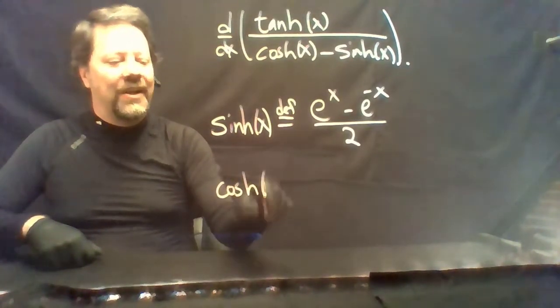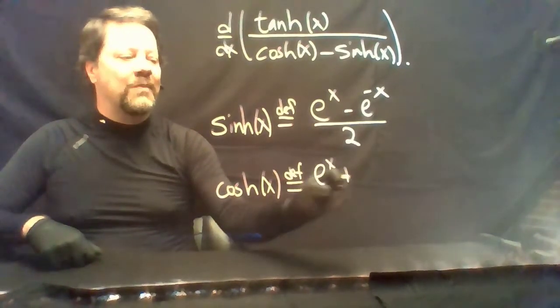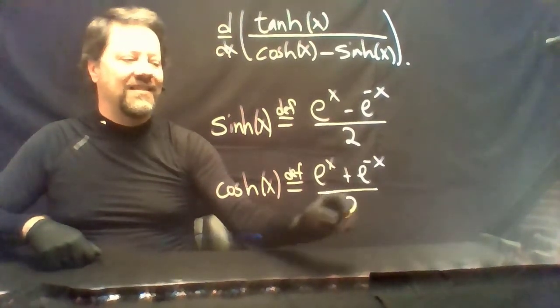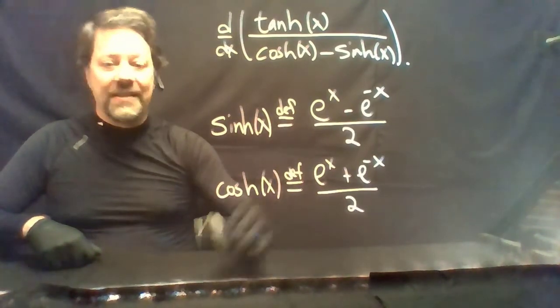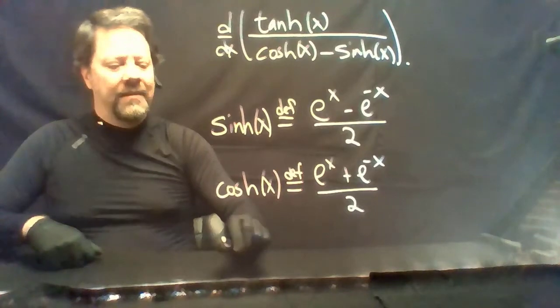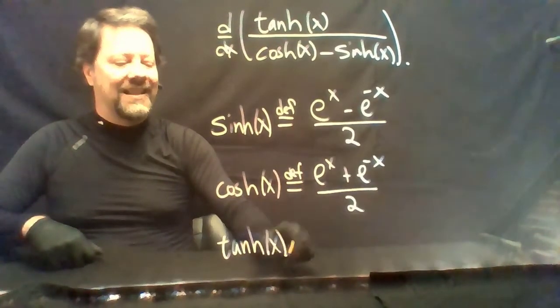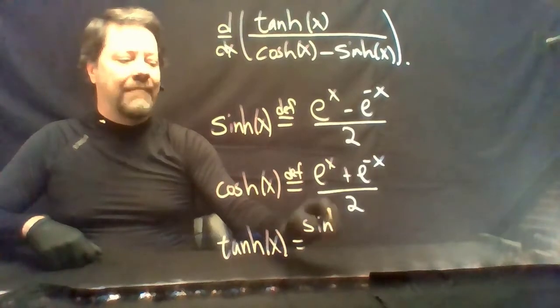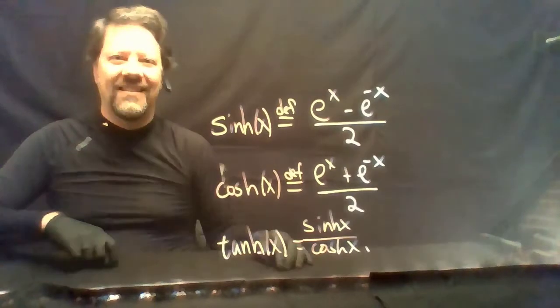The hyperbolic cosine is e to the x plus e to the minus x over 2. These two functions have some interesting properties, but along the way I'm going to define the hyperbolic tangent, in the obvious way, sinh over cosh.